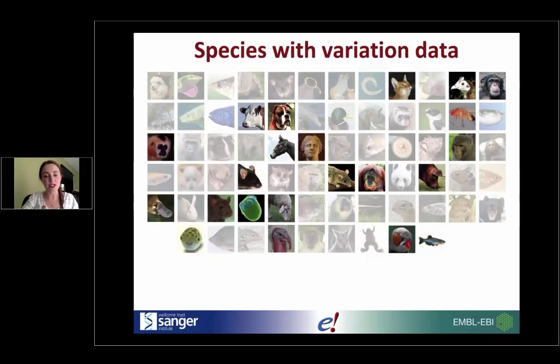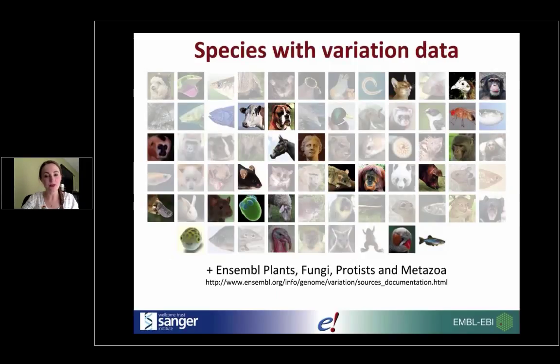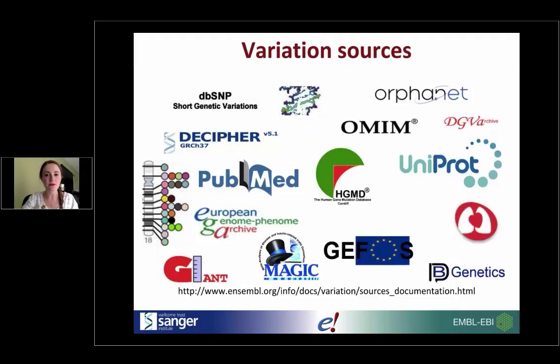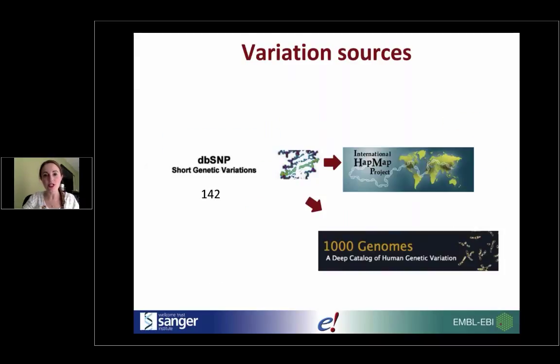We have variation data for a number of species, and also for a number of species in our sister site, Ensembl Genomes. And we have data from a number of different sources. And I'm going to zoom in on one of these sources, which is dbSNP.